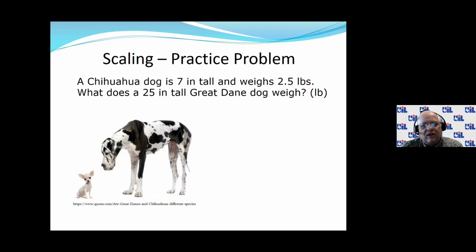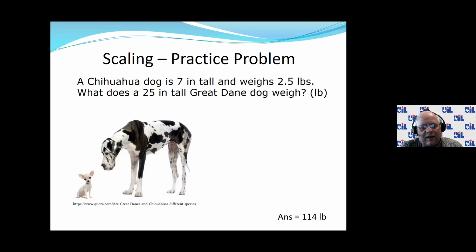2.5 pounds, is going to be equal to the quantity 25 inches over 7 inches cubed. So the answer would be I take 25 over 7, cube it, multiply by 2.5 pounds, and hopefully I'd get the answer, which would be 114 pounds, which I think probably is about right. Great Dane is a really big dog.